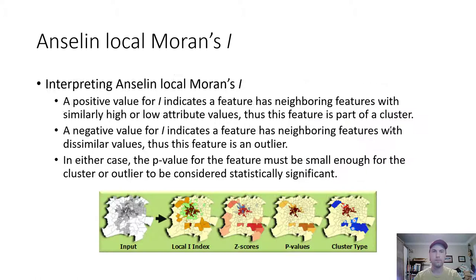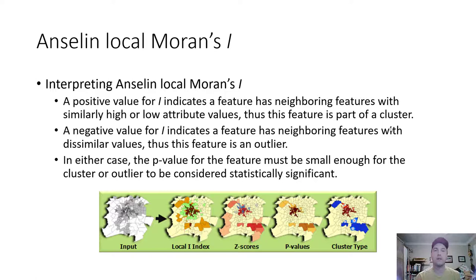So interpreting Anselin Local Moran's I, a positive value for I indicates a feature has neighboring features with similarly high or low attribute values. Thus, this feature is part of a cluster. So if it's a positive value, that means it has neighboring features with similarly high or low values, meaning it's part of a cluster. Okay, so a positive value means it's part of the cluster.